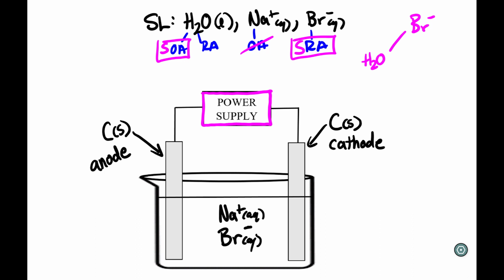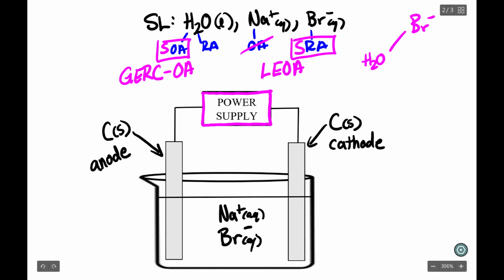So I know that we are going to gain electrons and undergo reduction at the cathode, and the species that's going to do that is the oxidizing agent, which is water. Now, I also know that the bromide is going to lose electrons, undergo oxidation at the anode, because it is the reducing agent.